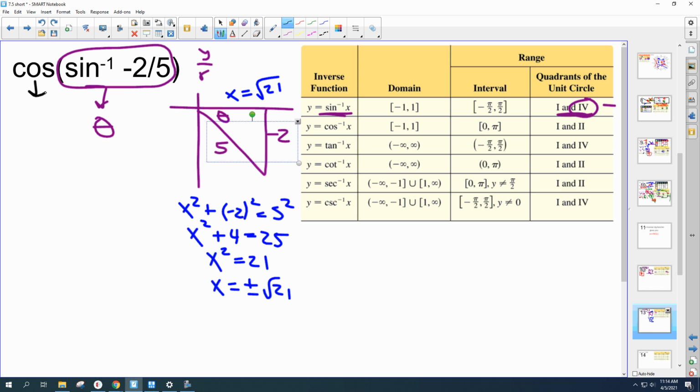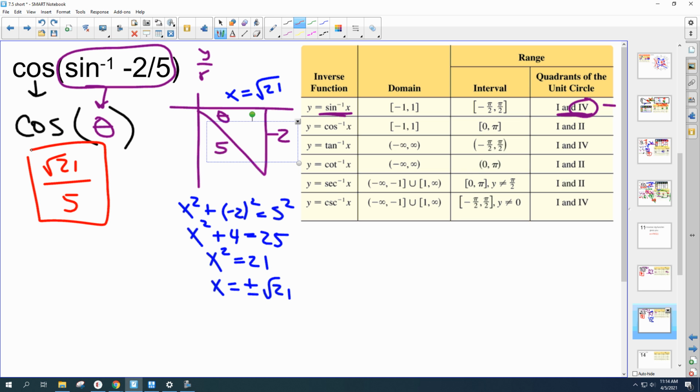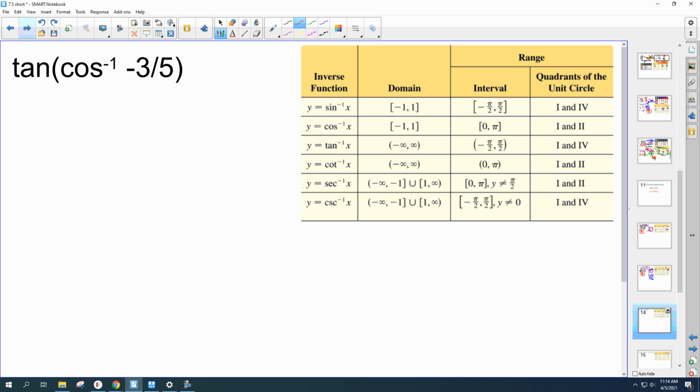But if we look at the problem, all we're trying to find is cosine of that angle. And so you look at the picture, and all you have to do is say cosine of that angle, x over r, square root of 21 over 5. So one more of those, and then we'll step it up a little bit.